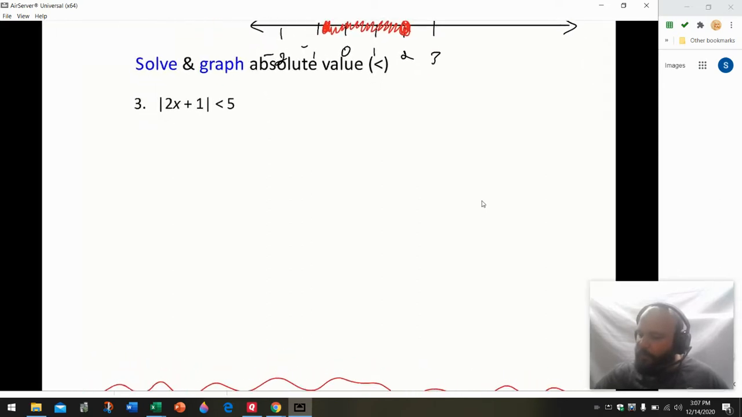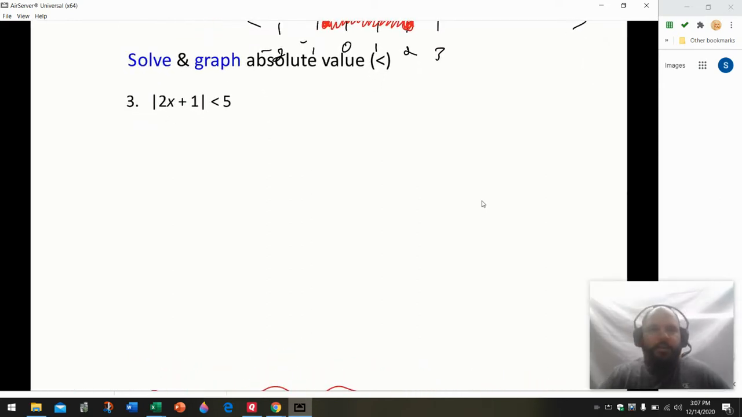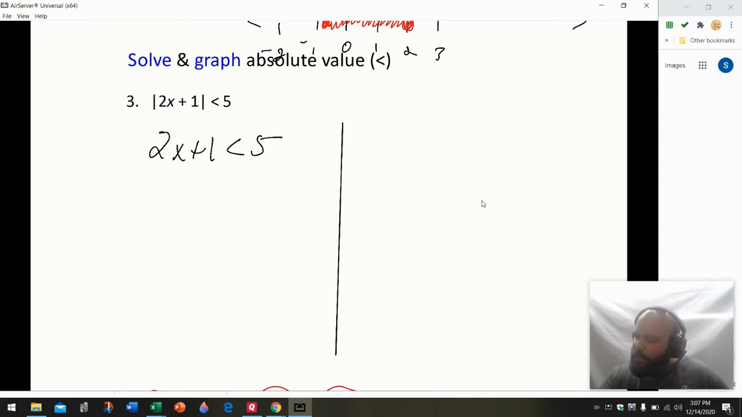Okay? And so this one, the absolute value of 2x plus 1 is less than 5, same thing. We're going to draw our line here. We're going to split this into two problems. Okay, I'm going to write 2x plus 1 is less than 5. So we just drop the absolute values. Then I'm going to write the same thing, 2x plus 1, but I'm going to flip the sign over and make the number negative. So it becomes negative 5.